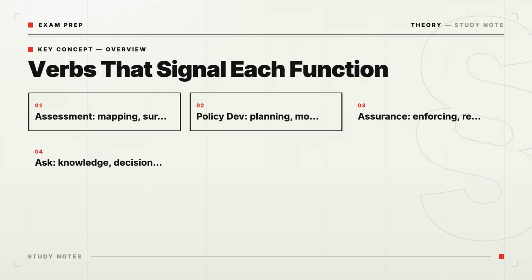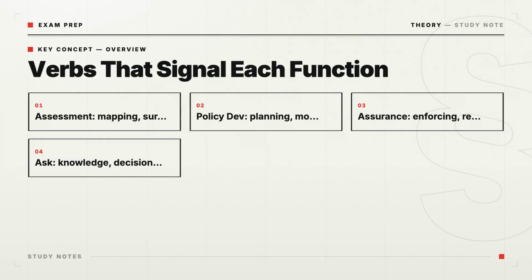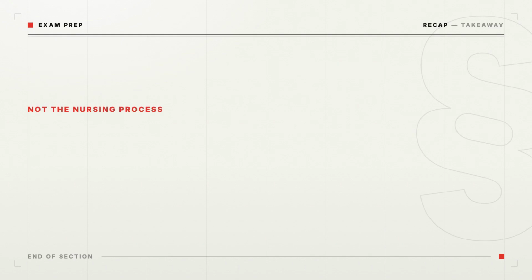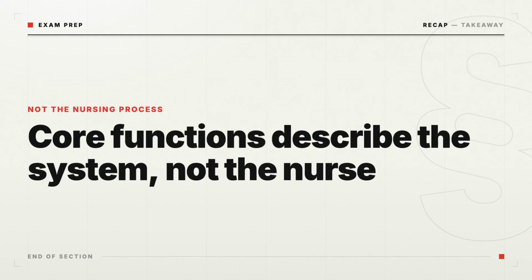Monitoring and mapping point to assessment, planning and mobilizing point to policy development, and enforcing or referring point to assurance. When it's unclear, ask whether the action produces knowledge, a decision, or a delivered service. This triad lets a department audit itself and ask exactly where it's weakest. It's often confused with the nursing process of assess, plan, implement, evaluate, but that describes how a nurse works a case, while the core functions describe what the whole public health system does.